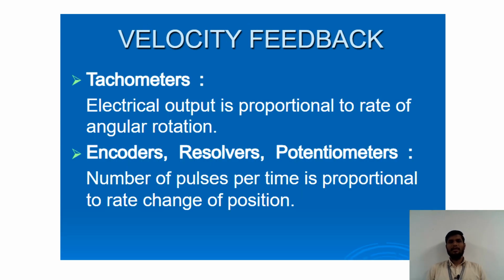Velocity feedback. Tachometers are used for the velocity feedback. A tachometer is an instrument which measures the rotational speed of a shaft or a disc. It is designed to measure the revolutions per minute (rpm) of a moving object. In tachometers, electrical output is proportional to the rate of angular rotation.